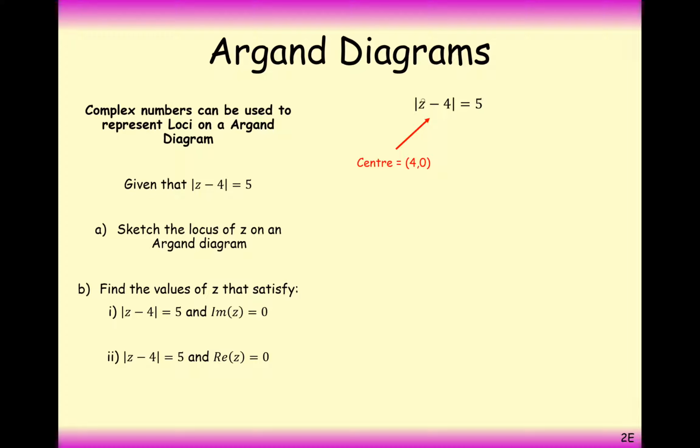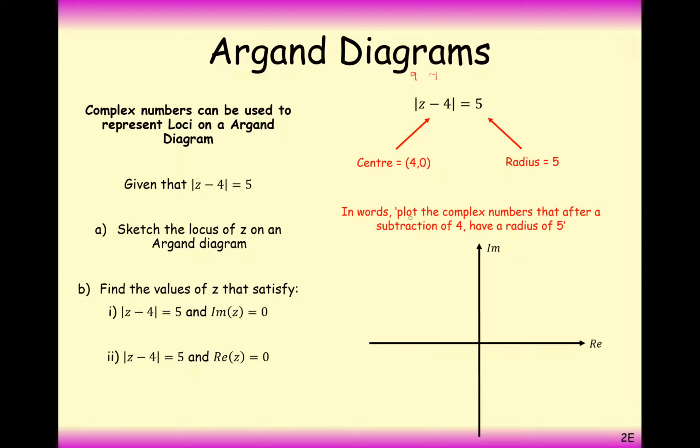You could effectively think of this as what complex numbers, once we've subtracted 4 from that complex number, will give us a radius of 5. Maybe z could be just the real number 9. 9 minus 4 gives you 5, and the modulus of that 5 is 5. z could also be minus 1. Minus 1, take away another 4, gives us minus 5, and the modulus of minus 5 is 5. So it's going to be a circle with radius 5 around a centre of (4, 0).